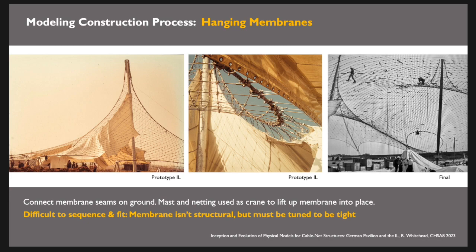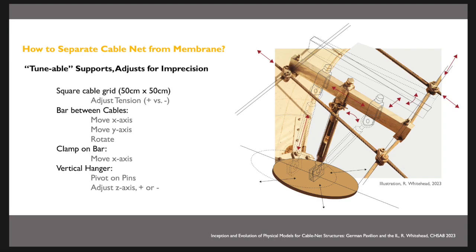What they found out was it was a little bit difficult to sequence it and to fit, but overall that strategy worked. So you can see here then the prototype, and here they are at the Montreal Pavilion, and you can see the membrane down here getting ready to be pulled into place. This to me is the most interesting detail that they came up with for how they would be able to pull this thing into place.